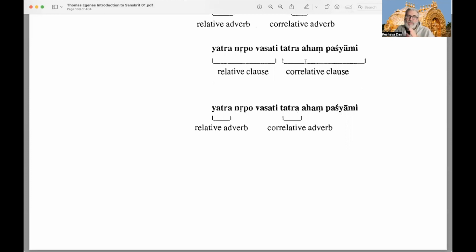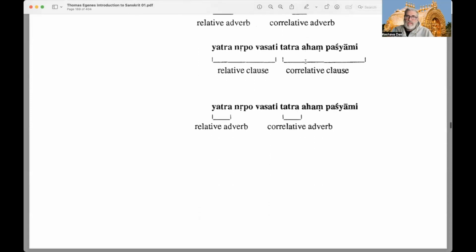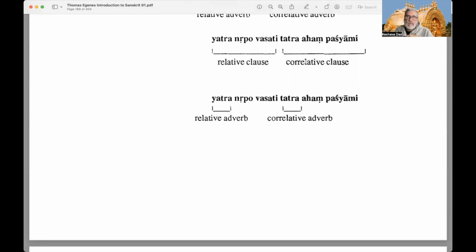Tatra, yatra and tatra. So yatra means where, tatra means there, right? And these are indeclinables. So tatra means there I see. That can stand by itself. That's the primary clause, or what he calls the correlative clause. What was the translation up here? There I see. Or I see there, right?